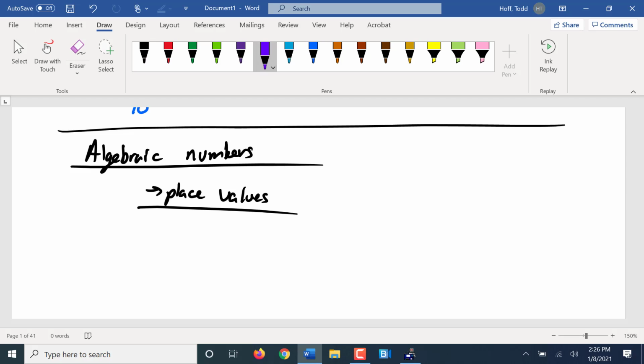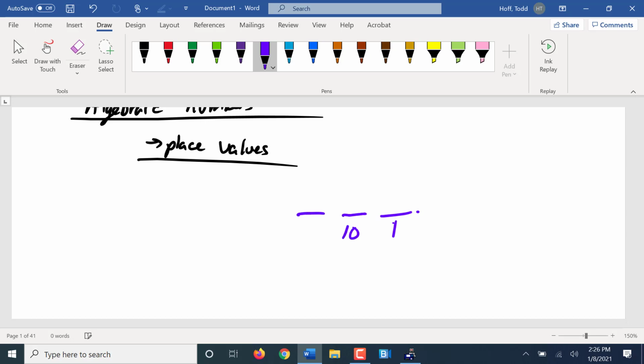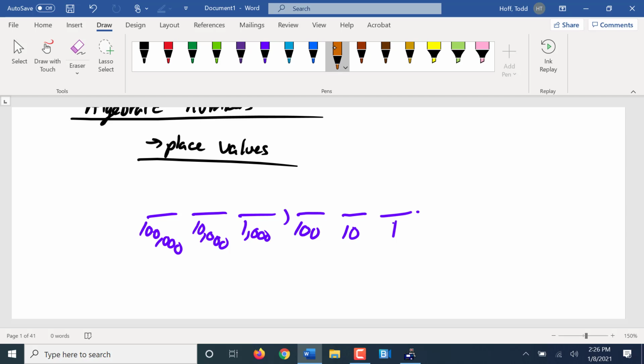If you remember our place values for our regular decimal numbers, this first place value is called the ones, right? What's the next one? Tens, careful, hundreds, then the 1,000s, 10,000s, 100,000s, and so on. And those actually are powers of 10.